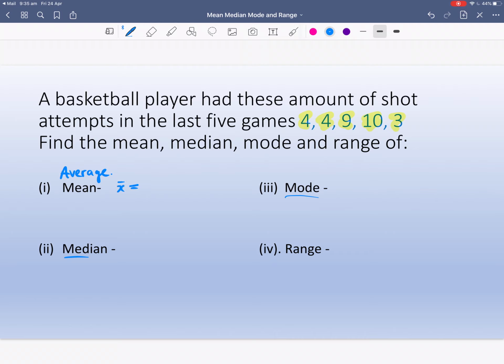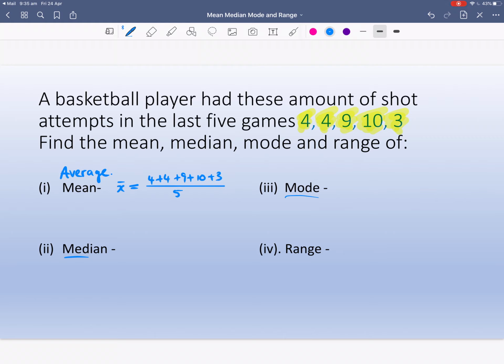And there's a little thing that I always like to say, that the mean is so mean that it adds all the numbers up. Adds all the numbers up. And then it divides it by the amount of numbers there is. Now, how many numbers are there? 1, 2, 3, 4, 5. So it divides by 5.